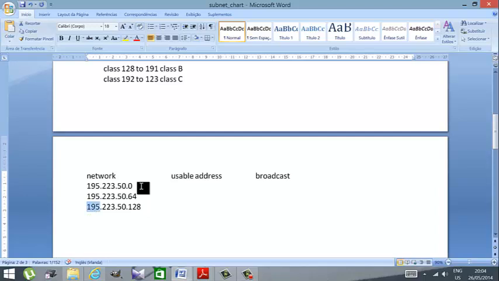Let's just copy and paste, save some time. So this one is gonna be .192. How will we find the usable addresses and the broadcast address for this network?